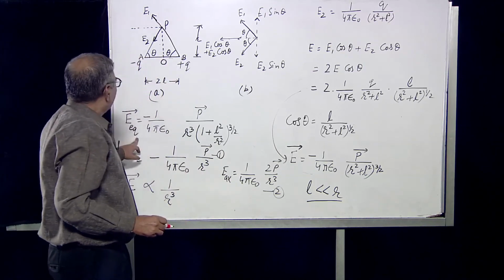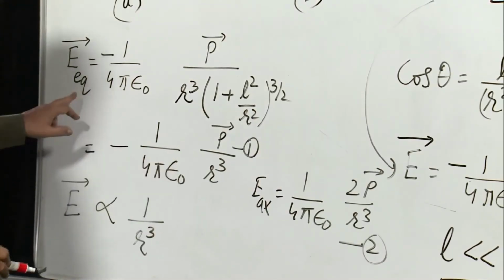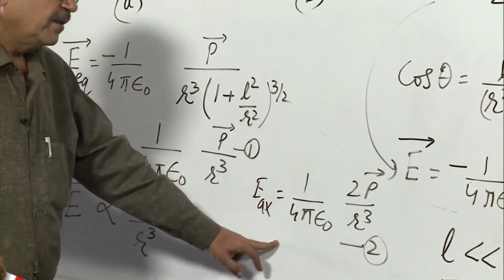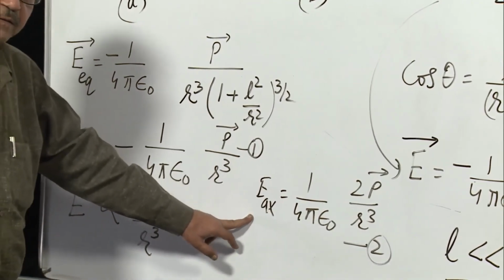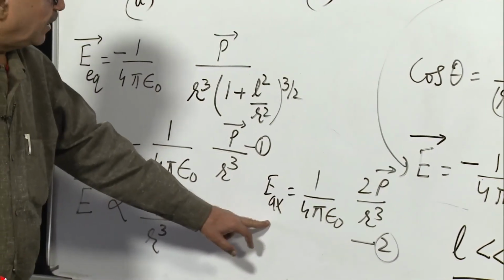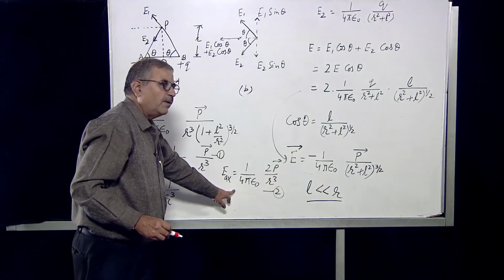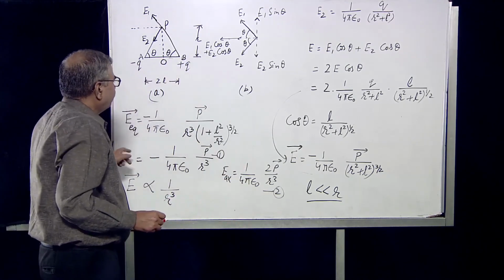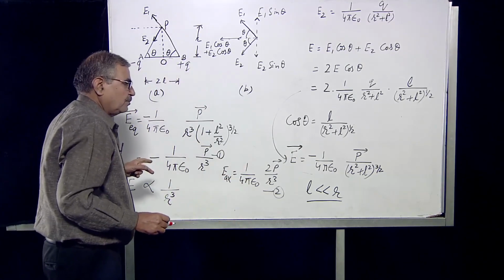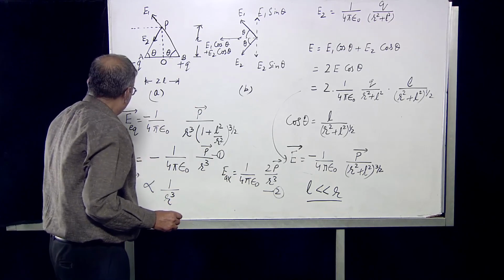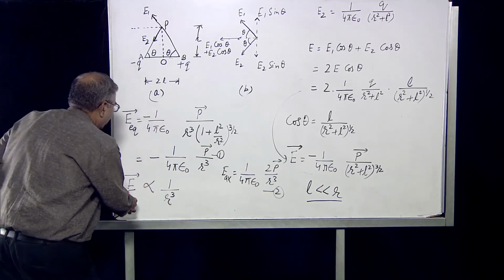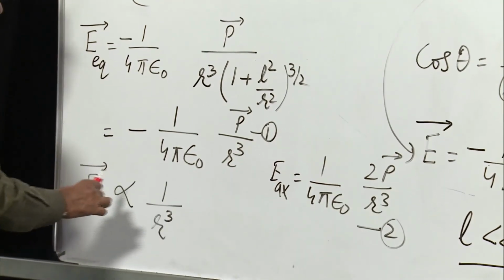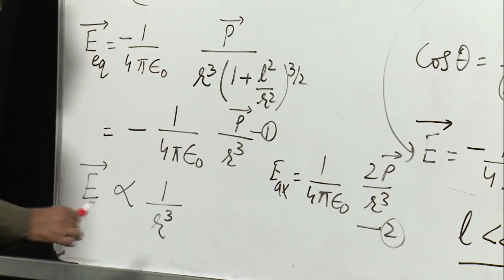and the field on the equatorial line is in the opposite direction to the dipole moment, whereas in the case of the axial line, the direction of the electric field and the direction of the electric dipole moment were the same. However, we find one similarity also. That similarity is that the electric field in both cases is proportional to 1 upon r cube.